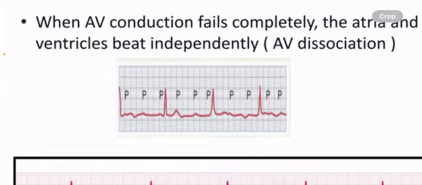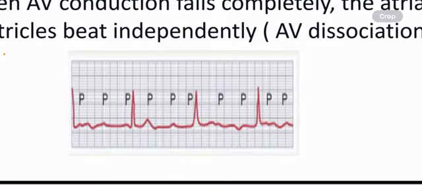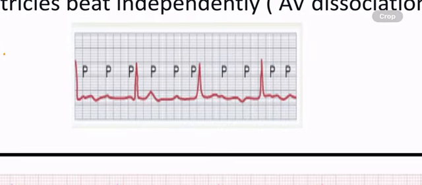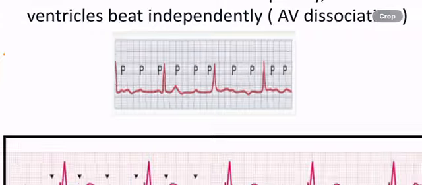We have P wave without QRS and we have QRS without a preceding P wave. So when AV conduction fails completely, atria and ventricle beat independently. It is called AV dissociation. But if you look, we have regular QRS intervals and regular P waves, meaning atrial depolarization and ventricular depolarization are each regular.